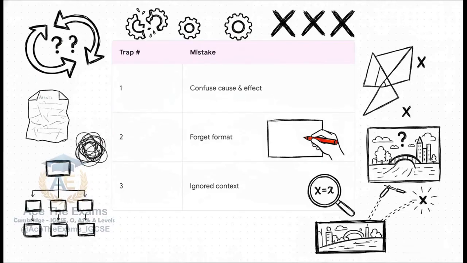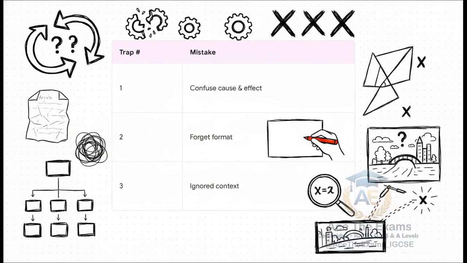We've run the numbers, and here is the data matrix of the top 3 fatal errors. Trap 1. Examiners constantly note that students consistently confuse cause and effect. They wildly apply formulas backwards or entirely misinterpret how the compound angles interact with each other in a specific quadrant.